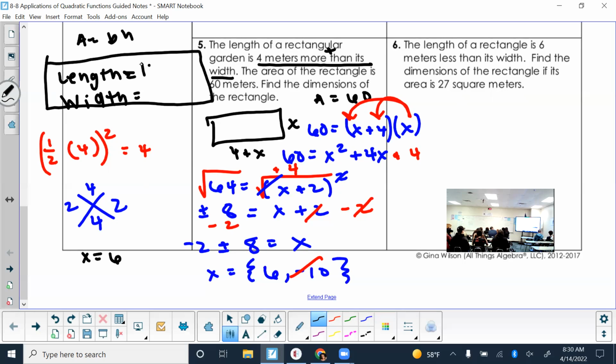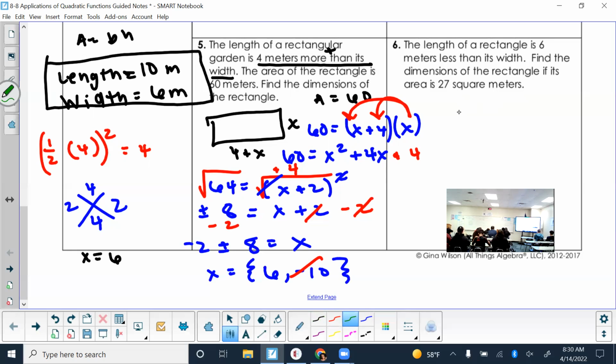10. And we're talking about meters, so 10 meters, 10x. 4 plus 6 is 10. And then what's our width? 6 meters. Because the width was just 6. Questions?